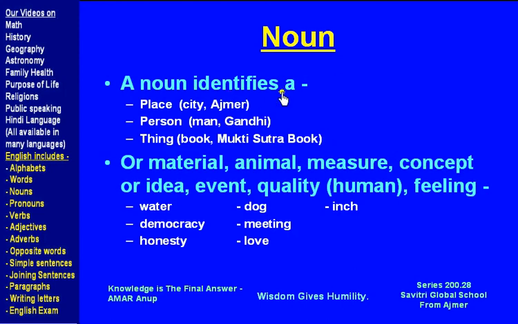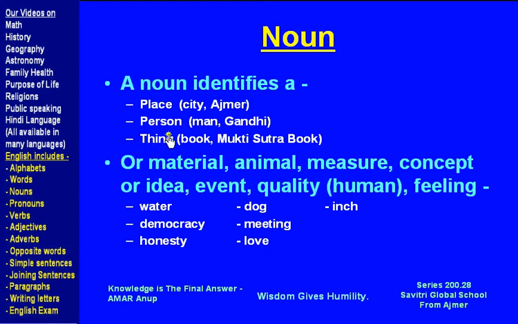A noun identifies a place. For example, when we use the word city, it is a place. Or when we say Ajmer, it's a particular city, so that is also a noun. City is a common noun because all cities we can call a city. Whereas Ajmer is a proper noun because there is only one city that you can call Ajmer.